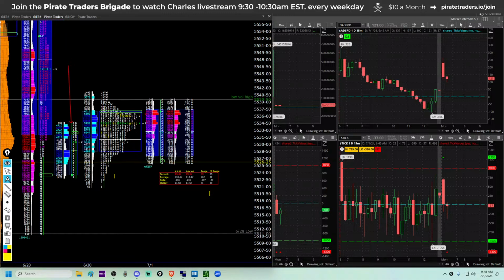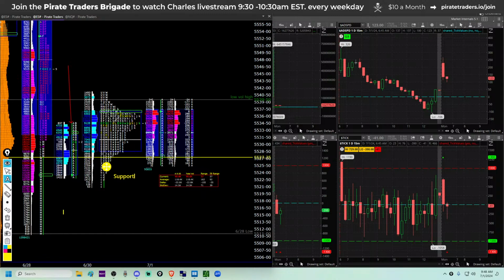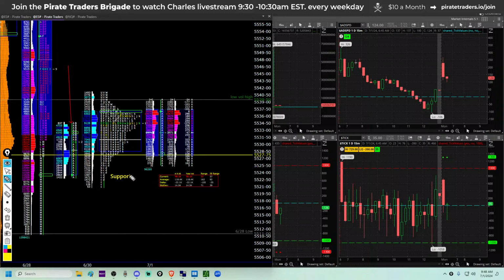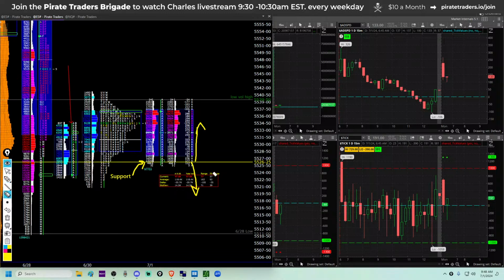All right, looking for support right here around 25 on the ES. This is an important moment. A bounce means more sideways. No bounce means a test of the overnight low. What's it going to be, market? Buying or new selling? You tell me.